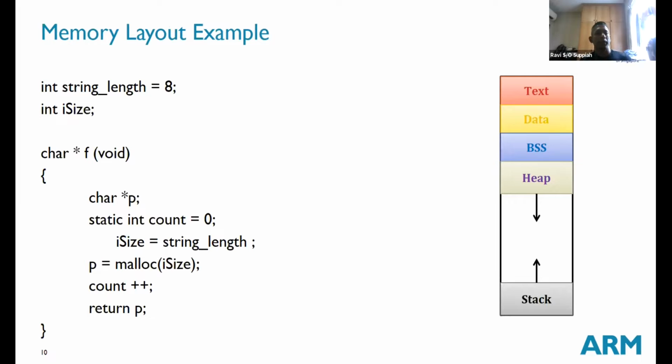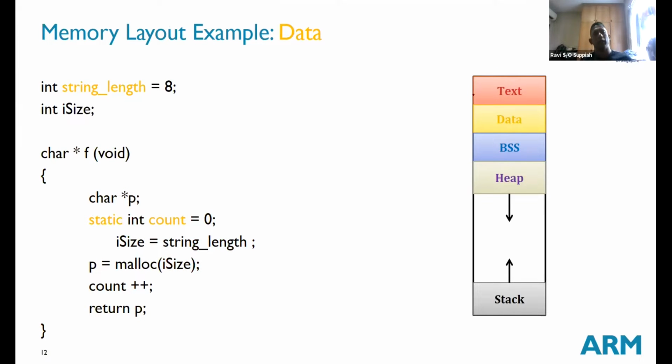Okay, so let's look at this example code here and try to relate whatever we have seen to the different sections over here. The first thing is the text. The code that we write is basically the text, and all of that goes into the text segment over here. Then following that, we have two variables. One is a global variable here called string length, and another is a static variable here called count. Both of these variables, length and count, will qualify for the data segment over here.